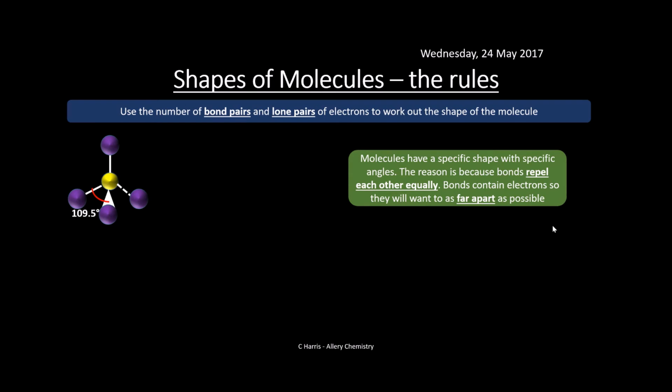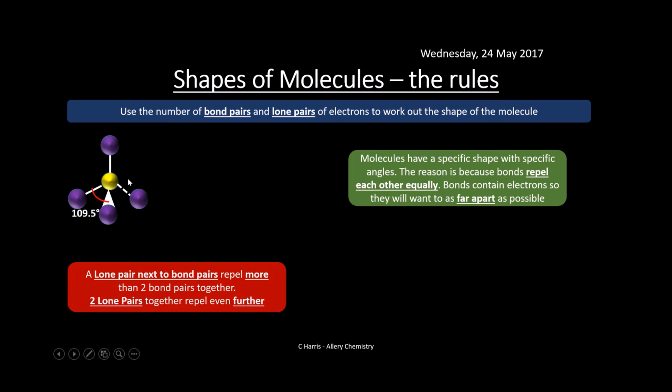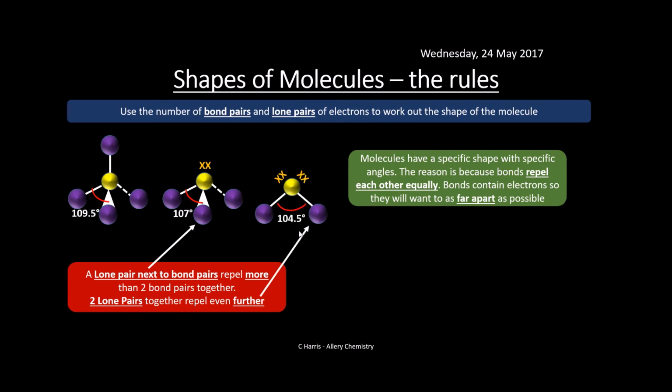And you can see an example here. We've got a lone pair next to a bond pair, and you'll see some examples pop up in a minute. A lone pair next to a bond pair repels more than 2 bond pairs together. So these are 2 bond pairs together, but if one of them is a lone pair, we get greater repulsion between a lone pair and a bond pair. And if we have 2 lone pairs together, these will repel even further. So there's one with 1 lone pair, and there's one with 2.